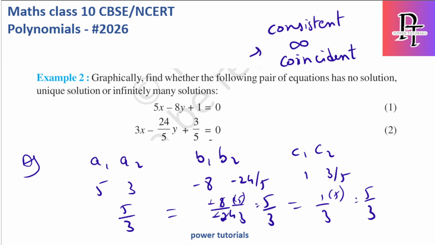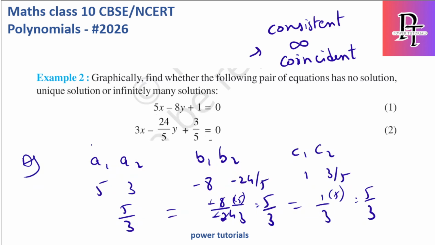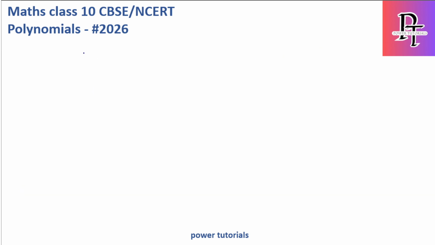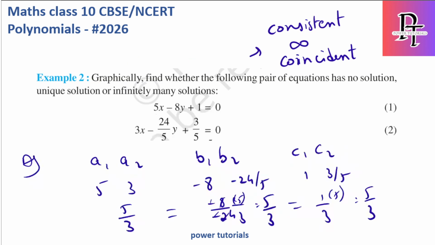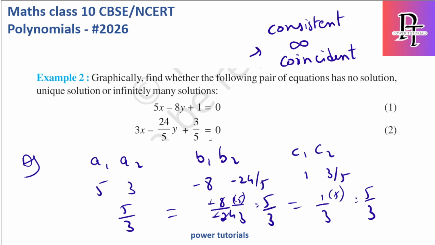Okay, but using a graph sheet we have to prove it. So let's use a graph sheet again. Before that, as I told you, we need to get the points. So let's find the points first. First equation: 5x minus 8y plus 1 is equal to 0. Second equation: 3x minus 24 by 5 y plus 3 by 5 is equal to 0.